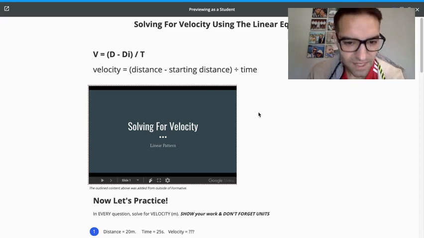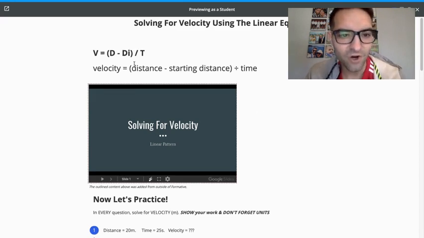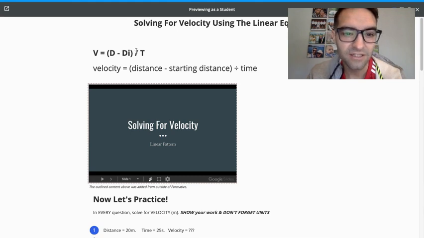So here we are. Again, overview of the equation that you're going to be using today. And it's velocity equals distance minus starting distance divided by time. And I wrote that out here for you as well. And to simplify it again, if you don't have a starting distance, you can assume it's zero. So it's really velocity equals distance divided by time. And so we'll see that here in the slideshow.